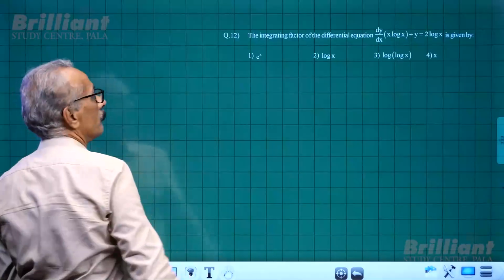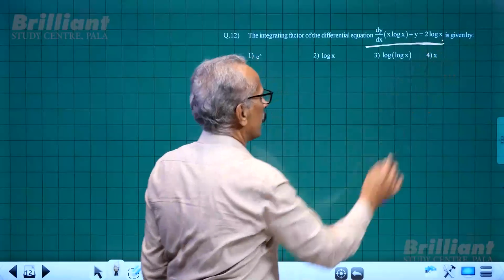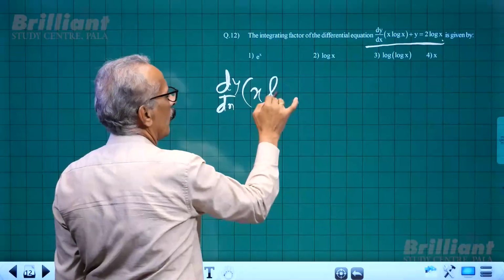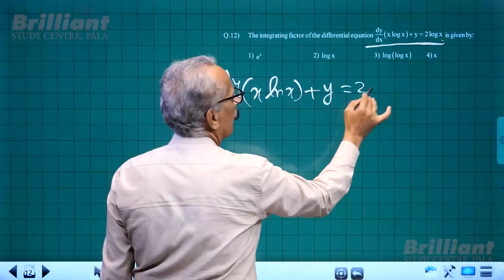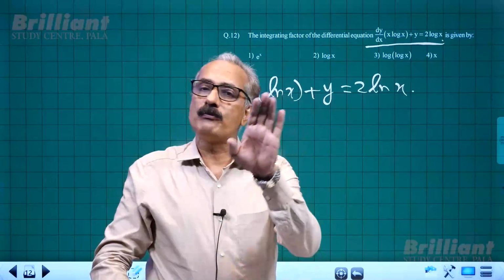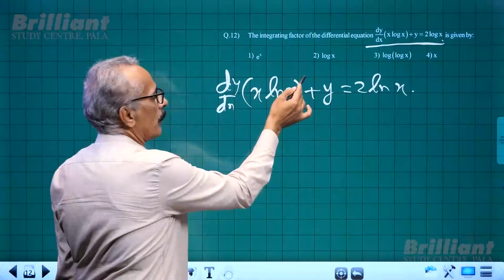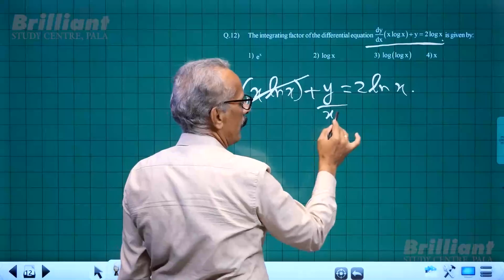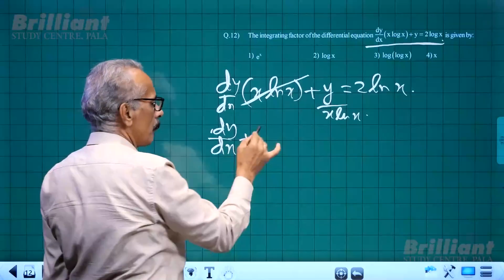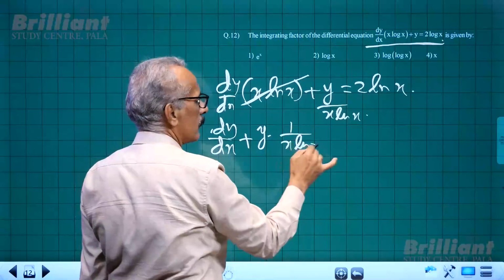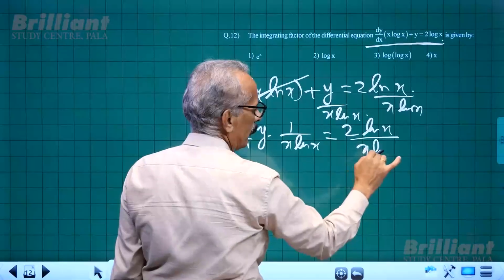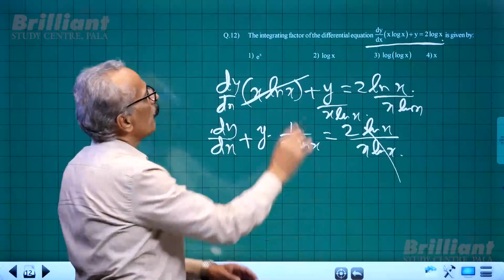We'll move on to the next question. The integrating factor of this differential equation, a linear equation: dy by dx into x log x plus y equal to 2 log x. Now the differential equation should be dy by dx plus y into function of x. So we divide throughout by x log x. Now this is dy by dx plus y into 1 by x log x is equal to 2 log x divided by x log x. Okay, right side, we want only the integrating factor.